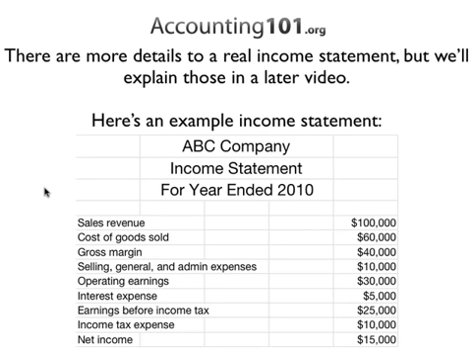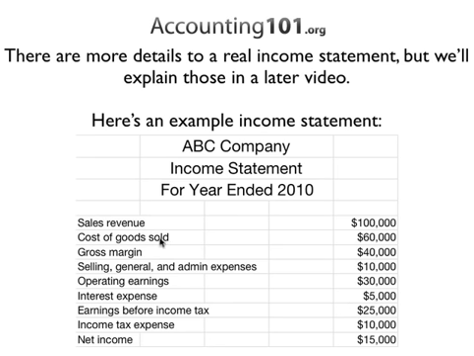Here's an example of an income statement. You'll see here, I have the title, which will be the company's name, that it's the income statement, that it's for the year ended, whatever. It could be for the month ended January 2010. It could be for the quarter ended, just whatever. It covers a period of time. And so at the top, you always have sales revenue. And in this example, it's $100,000.